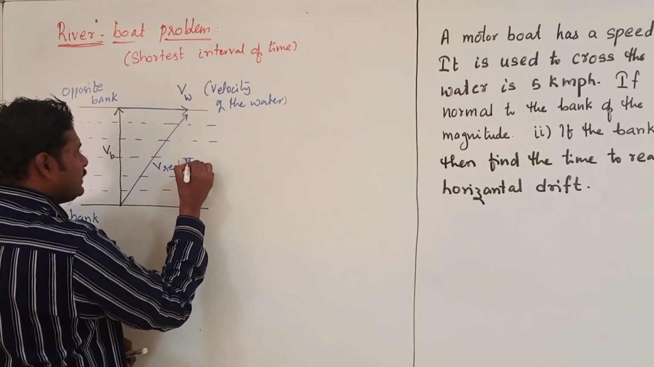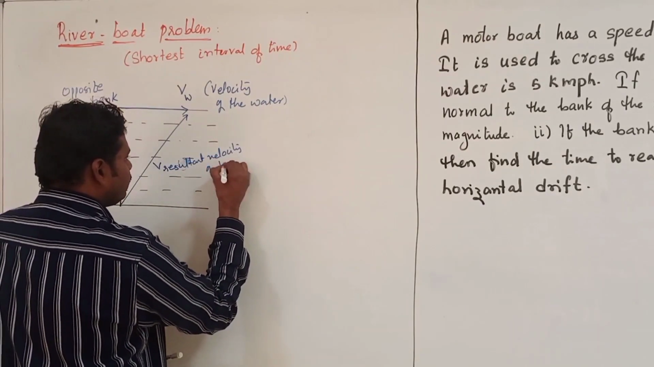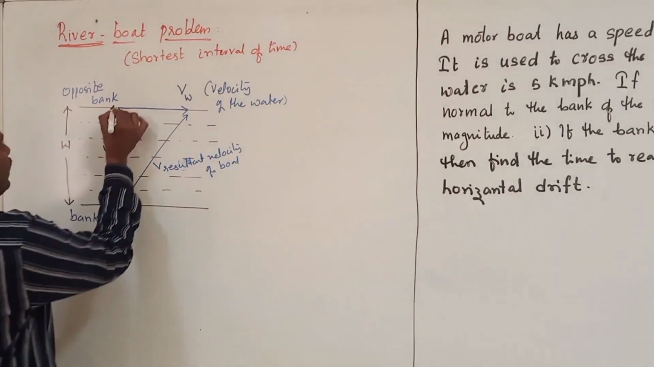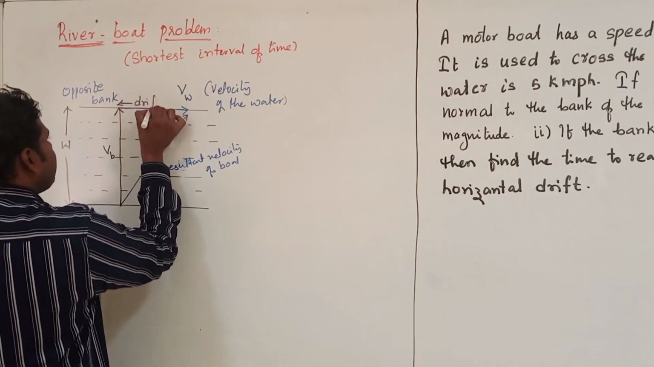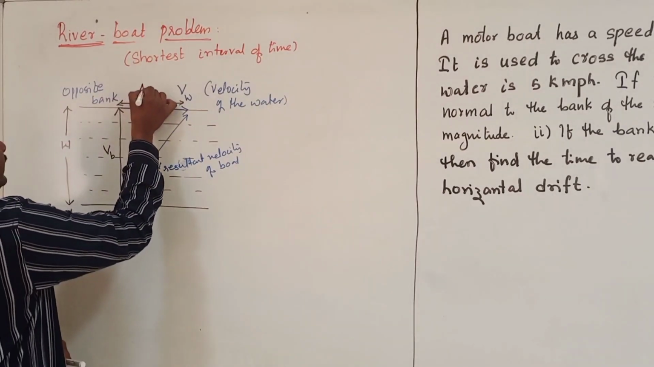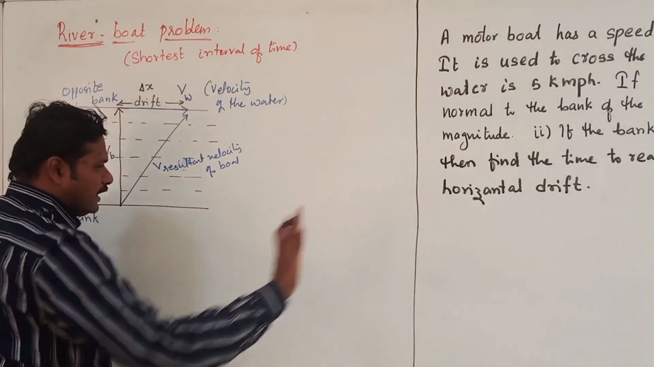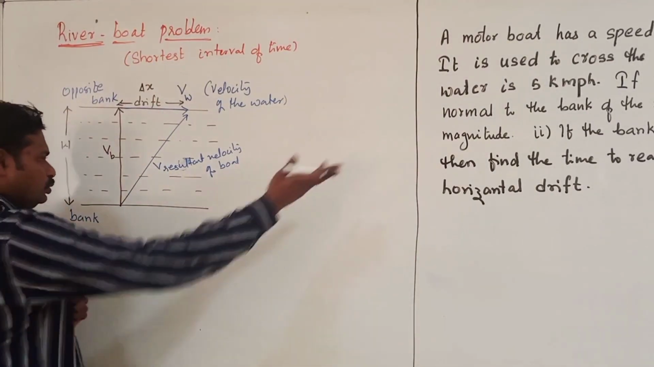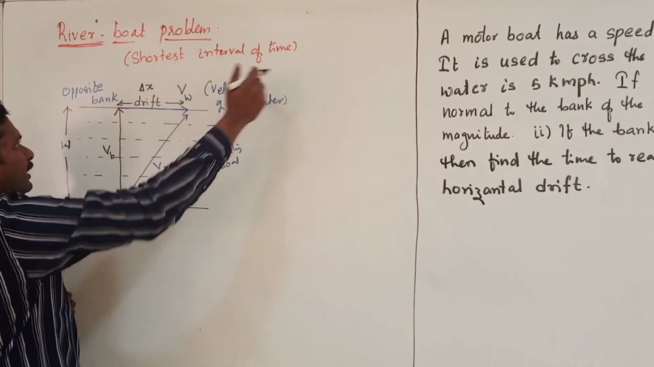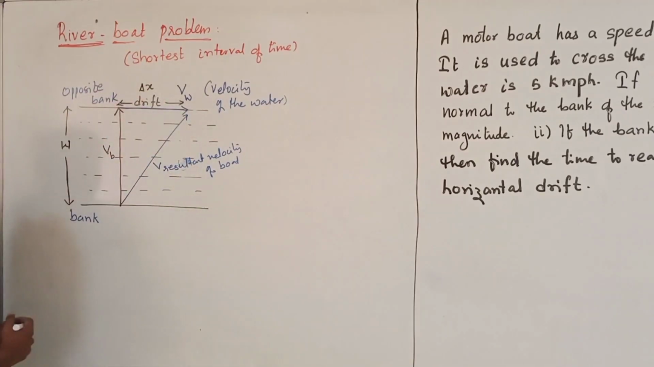This is called the resultant velocity of the boat. And this shift we can call the horizontal drift. You can write it as delta x. This is the general normal practice where water flows in this direction. When the boat is there, obviously the boat moves in this direction and reaches somewhere on the opposite bank. Generally we expect it to be here, but it reaches this point, right?